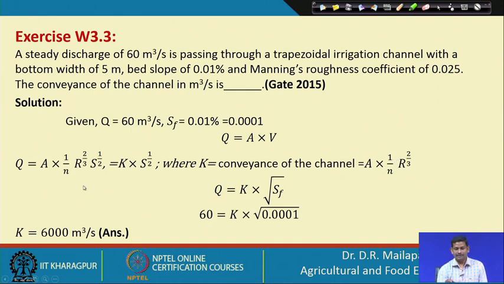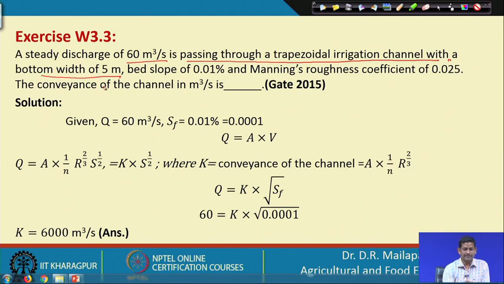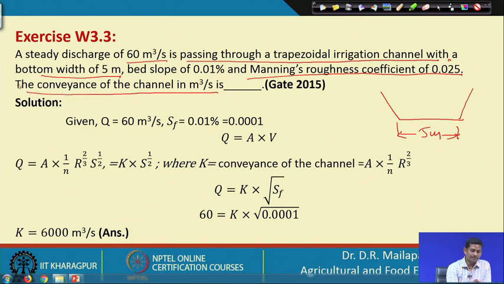The next one is a straightforward example. A steady discharge of 60 meter cube per second is passing through a trapezoidal irrigation channel with a bottom width of 5 meter, bed slope of 0.05% and Manning's roughness coefficient 0.025. The question is, what is the conveyance of the channel in meter cube per second?